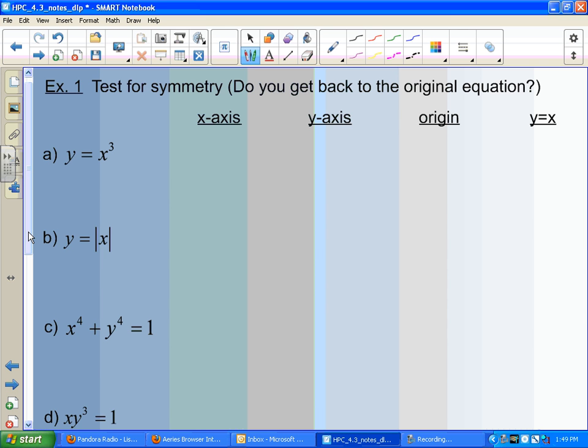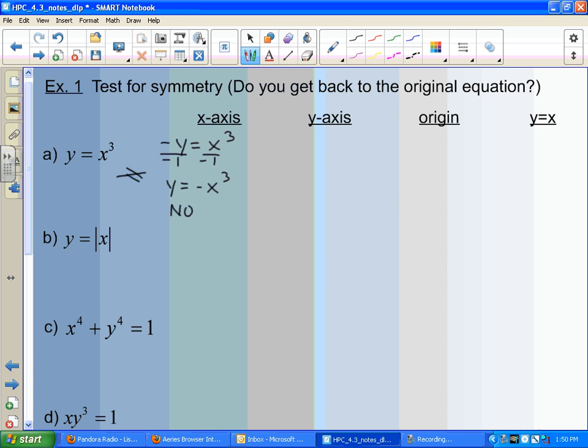All right, and then we have origin and y equals x. All right, so here we go. If I want to test x-axis symmetry, I make the y's opposite. So I rewrite the equation with a negative y, and then I solve for y again, seeing if I get back to the original equation. If I divide by negative 1 here, I get y equals negative x cubed. And that does not equal y equals x cubed. So therefore, there is no symmetry around the x-axis.